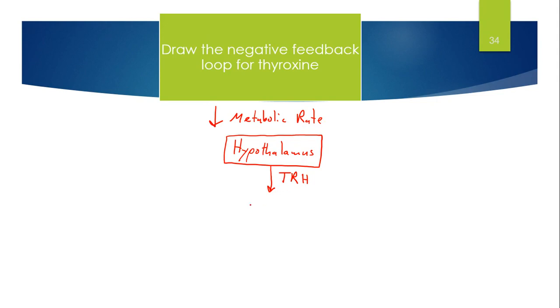What is the target for TRH? The pituitary. Now notice I didn't put anterior or posterior there because we don't need to know the specific lobe. Okay, we just need to know it comes from the pituitary gland. And what comes from the pituitary gland? Another tropic hormone, and in this case it's TSH. Okay, thyroid stimulating hormone. Now, what is the target for TSH? The thyroid.